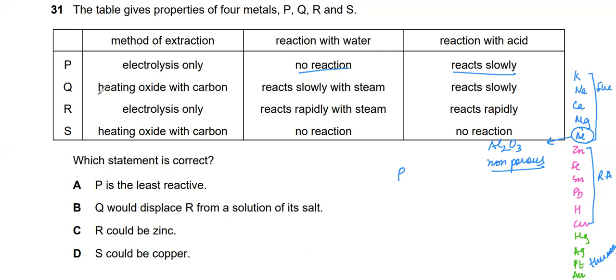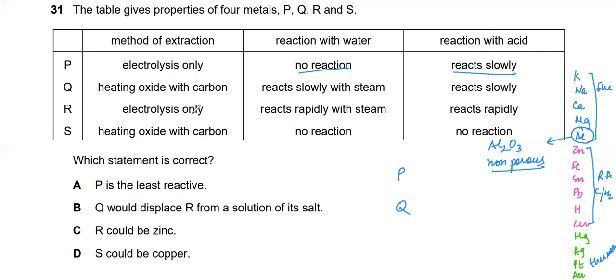Let's move to the next, Q. Heating the Q oxide, you need to heat it with carbon, reacts slowly with steam, reacts slowly with acid. Because we can see another one with electrolysis, so definitely R will come around P. So let's keep Q here, because Q is extracted with a reducing agent, carbon or hydrogen, and we have placed Q below P, and it reacts with steam slowly and with acid slowly.